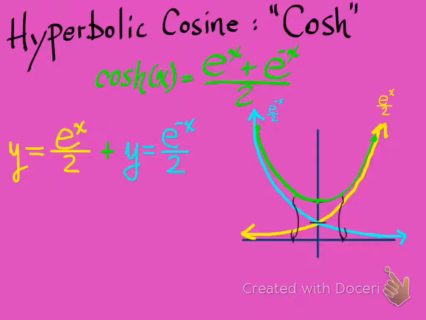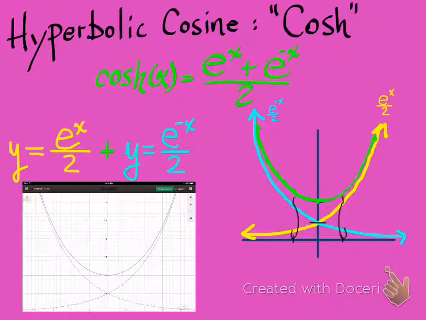So that's what the cosh function looks like. There's just kind of a crummy hand-drawn shape of it. Here's a better image from a graphing calculator, and you can see there's the two dotted lines being the exponential curves, and our cosh function right there is the sum of those two curves. It looks like a big letter U right there. Okay, so that's the hyperbolic cosine function.